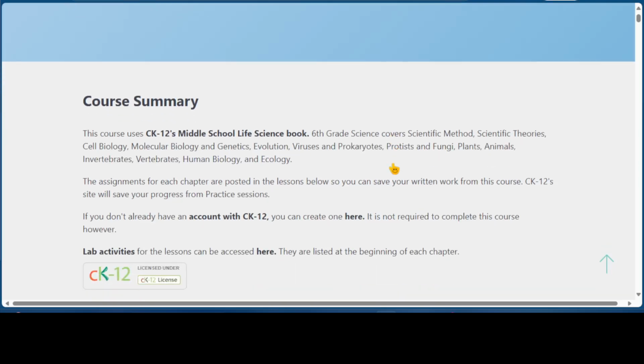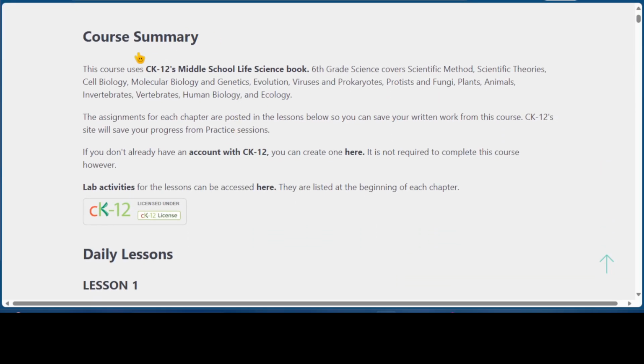So when you get to the website, you will get a course summary. This course uses the CK12's middle school life science book. You can access the book here by clicking on this clickable link. This is a hyperlink. So in 6th grade science, the students will learn about the scientific method, scientific theories, cell biology, molecular biology and genetics, evolution, viruses, prokaryotes, protists, fungi, plants, animals, invertebrates, vertebrates, human biology, and ecology.